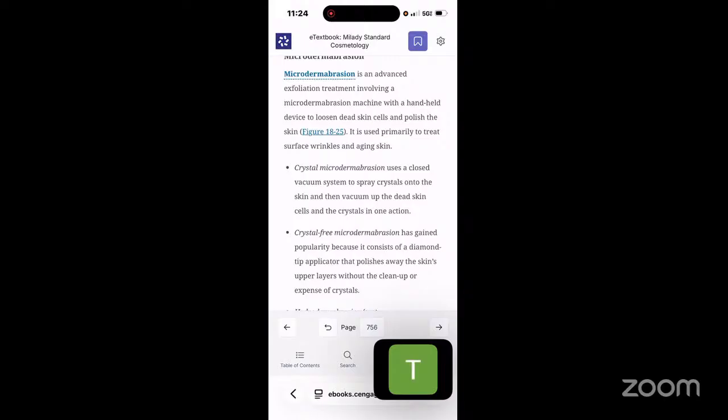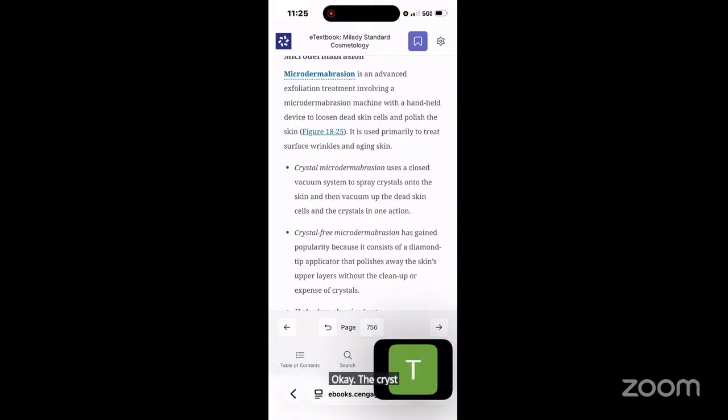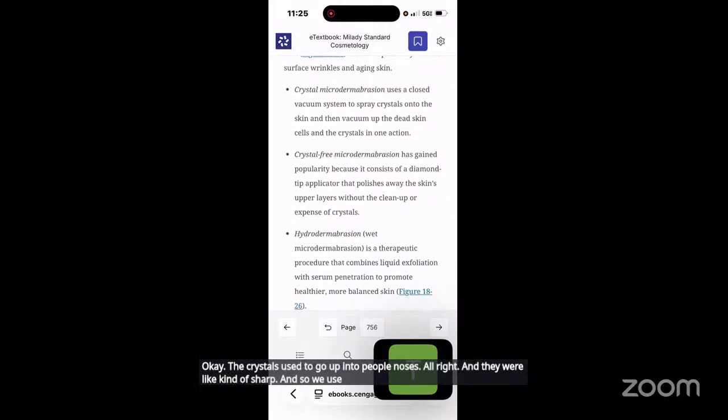It loosens and removes dead skin cells. You can use it with crystals or crystal free. I prefer, and what's popular today is crystal free, okay? The crystals used to go up into people's noses, and they were kind of sharp, so we use crystal free. It helps remove dead skin cells, skin roughness.